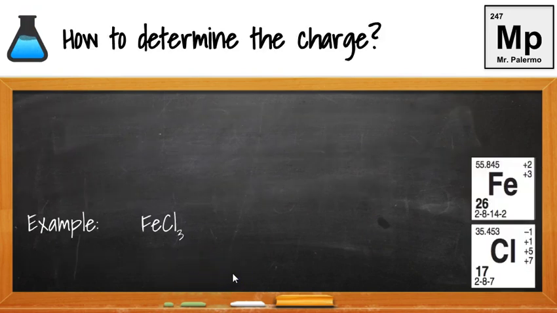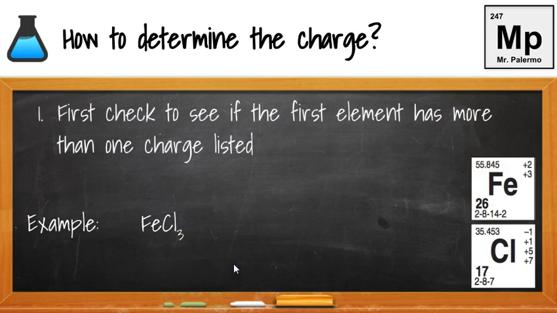So how do we determine the charge? First thing we're going to do is check to see if the first element has more than one charge listed. When you're given a compound, like the example here, we look up the first element and see if it has more than one charge. So I look up Fe, and I see that it has 2 charges listed. So automatically I know I need to use Roman numerals to designate which charge is being used.